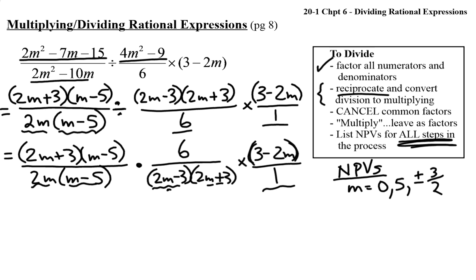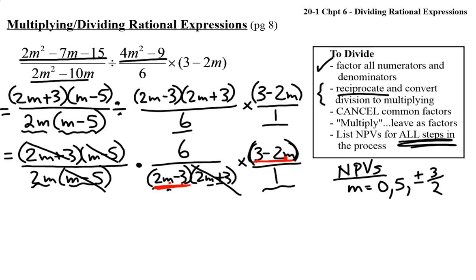Dealt with the NPVs, everything's multiplying, cancel. So 2m plus 3 and a 2m plus 3. m minus 5 and an m minus 5. Now, something that I hope you recognize, here we have a 2m minus 3 and a 3 minus 2m. Almost the right stuff. 2m positive, negative 3. Negative 2m, positive 3. How do I make it so I have the right things?